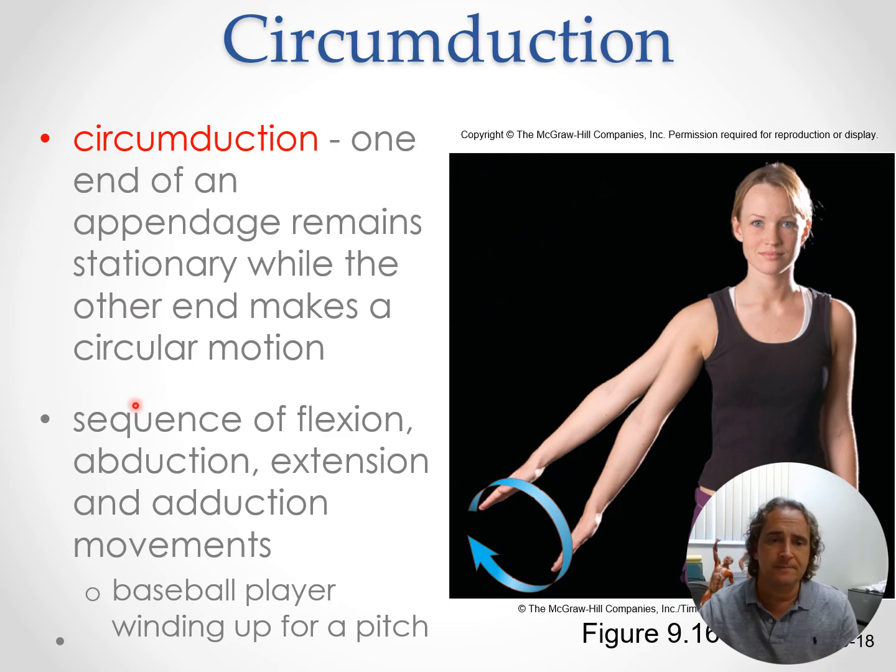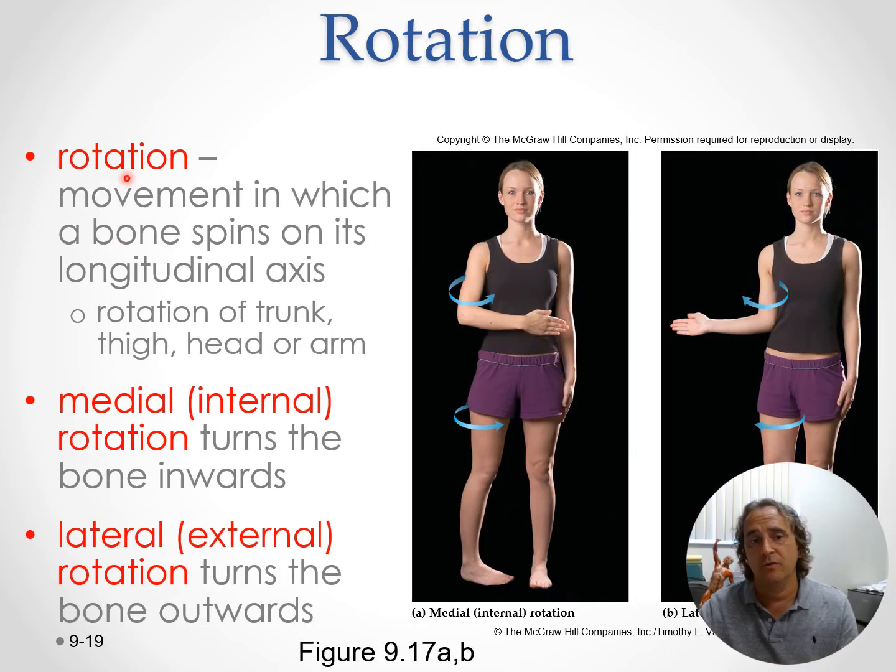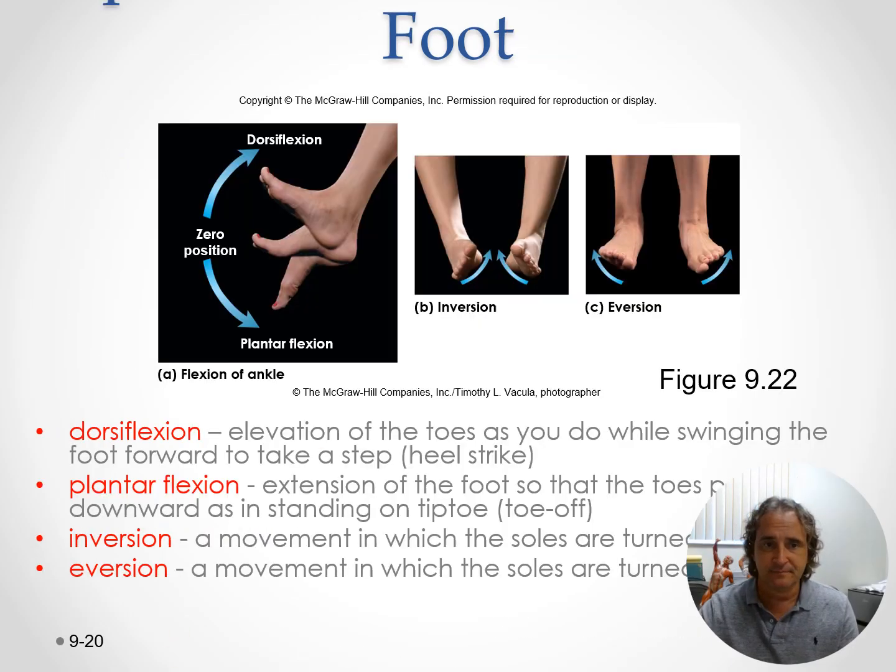Circumduction is in a circle, and you can also have rotation. It can be towards the midline. If it is, it's medial. Lateral is away from the midline. And then the foot. The foot has a lot of interesting little ones. Dorsiflexion is going to be moving the foot up. Plantar flexion is moving the foot down. If you have your big toe right here and you are in inversion, you're moving it up. Eversion, the big toe is now going down.